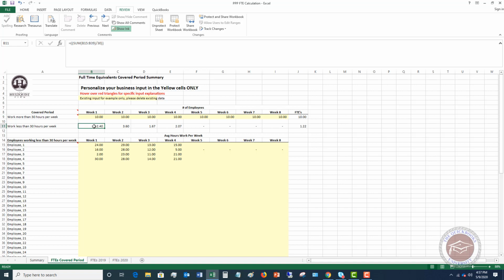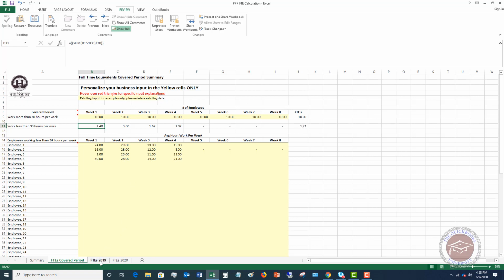And then here, you're going to go down to this table and you're going to have employee 1, 2, 3, 4, etc. And you're going to say employees working less than 30 hours per week. Down in this table, you're going to put in the number of hours. So in week 1, if employee 1 worked 24 hours, 24 is in there. Week 2, 29 hours, week 3, 13, etc. So you're going to put in these hours, and this will calculate the FTEs up here for employees that work less than 30 hours a week. And then it's going to take these numbers and put them on the summary sheet.